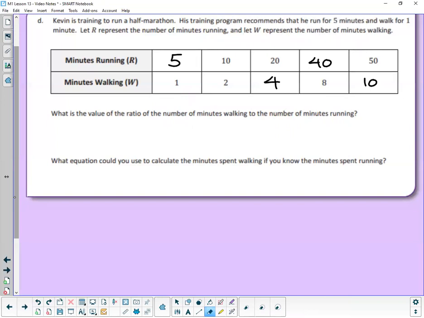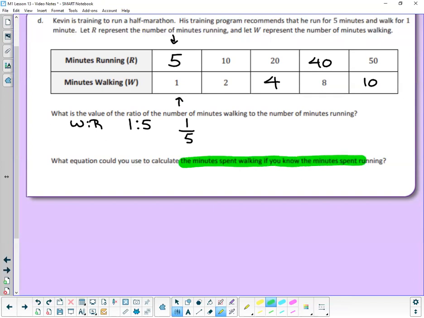Let's see what this says. What is the value of the ratio of the number of minutes walking? So it's asking me for the number of minutes walking to the number of minutes running. Interesting. I wonder why they're doing that. Well, walking is 1. Running is 5. So the value of the ratio is 1/5. What equation could you use to calculate the number of minutes spent walking if you know the number of minutes you spent running?